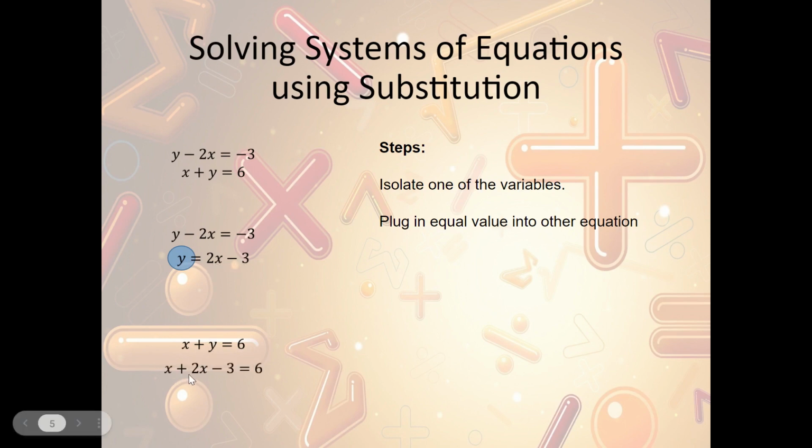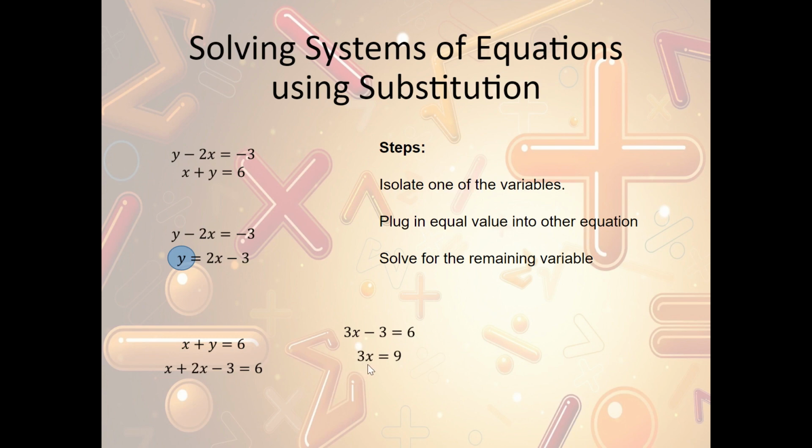So now it says x plus 2x minus 3 is equal to 6. Now I can go ahead and solve. So I'm going to combine like terms. So x plus 2x is 3x. So I get 3x minus 3 is equal to 6. I'm going to add 3 to both sides to get rid of this. So I get 3x is equal to 6 plus 3 is 9.